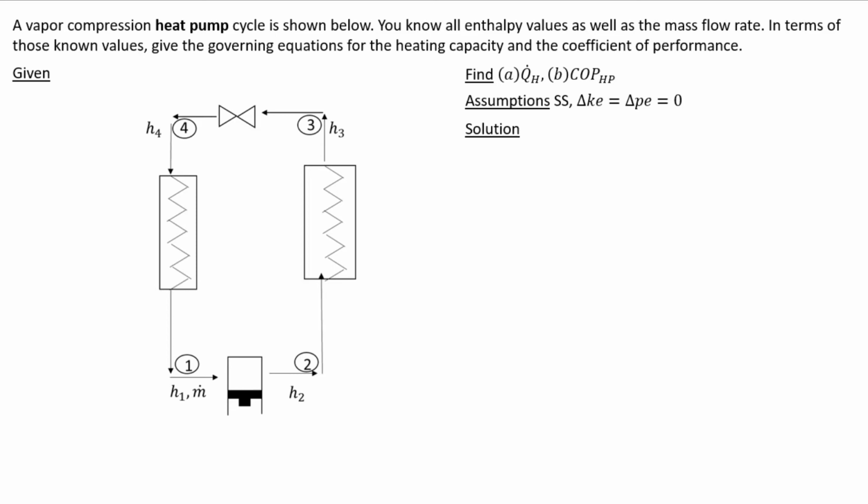All right, so we've got a vapor compression heat pump cycle. We know all the enthalpy values and we know the M dot. And we're supposed to find the heating capacity, which is the rate at which we're adding heat to a heated space, and the coefficient of performance.